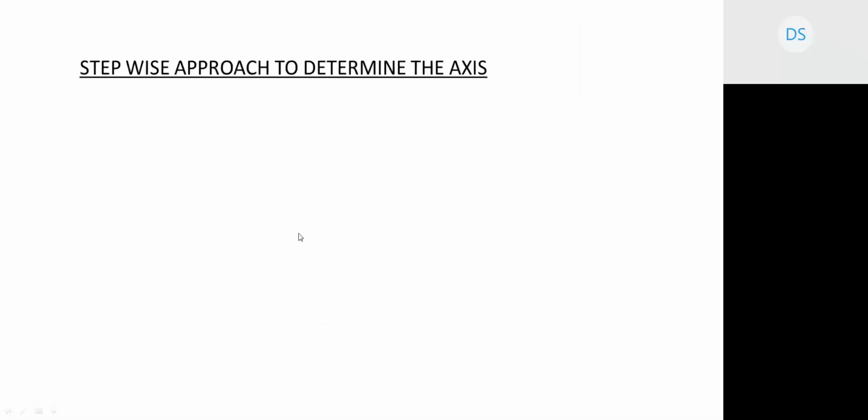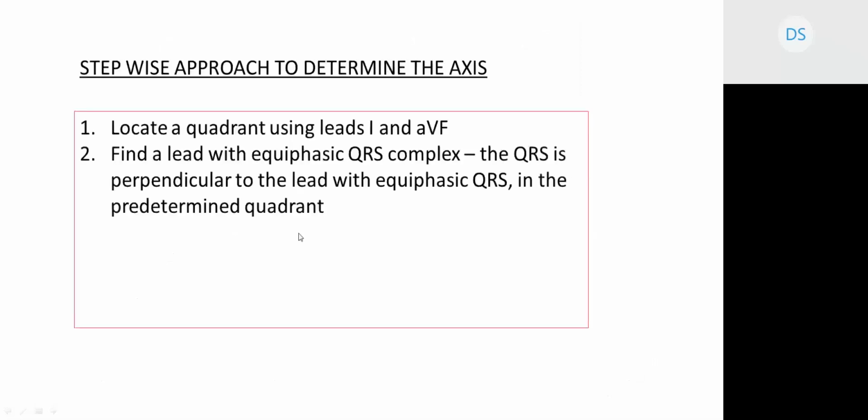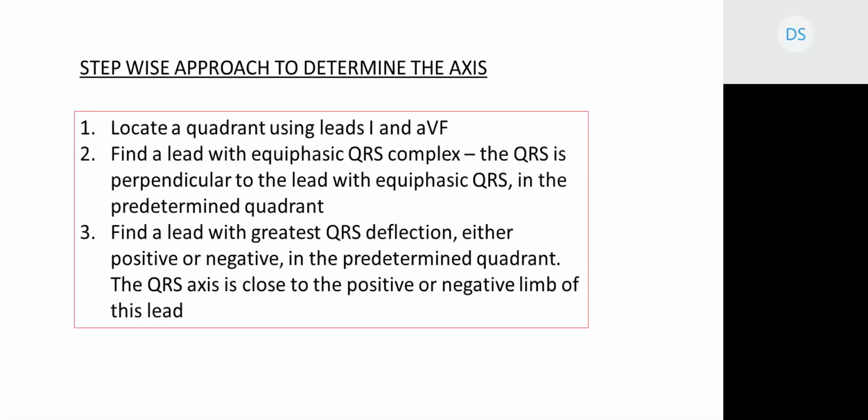So once you decide the lead where you have equiphasic QRS complex, then you can go to see where you have the greatest QRS deflection in the predetermined quadrant. So I will have probably in lead 2 the maximum QRS deflection. So then my QRS axis is close to that limb. Whether it is positive or negative, again I will decide based on the predetermined quadrant.